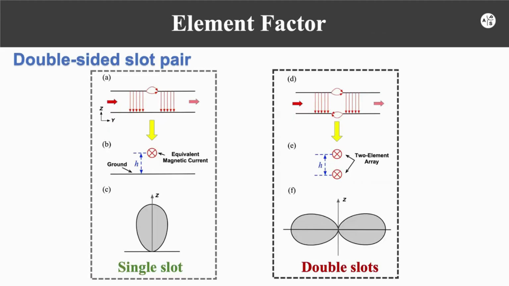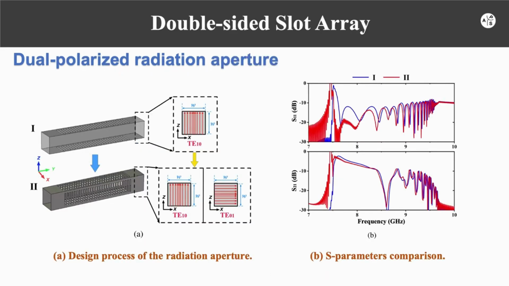Here, double-sided slots are etched on both sides of the waveguide. Contrary to the traditional single-slot element with a typical broadside pattern, the proposed double-sided slot pair can realize end-fire radiation by choosing a proper distance h. By etching several periodic double-sided slot pairs on both sides of the waveguide covers, a slot leaky wave antenna can be formed. To actualize dual-polarized radiation, a square waveguide is adopted as the guiding structure to stimulate the desired orthogonally polarized fields by TE10 and TE01 modes.